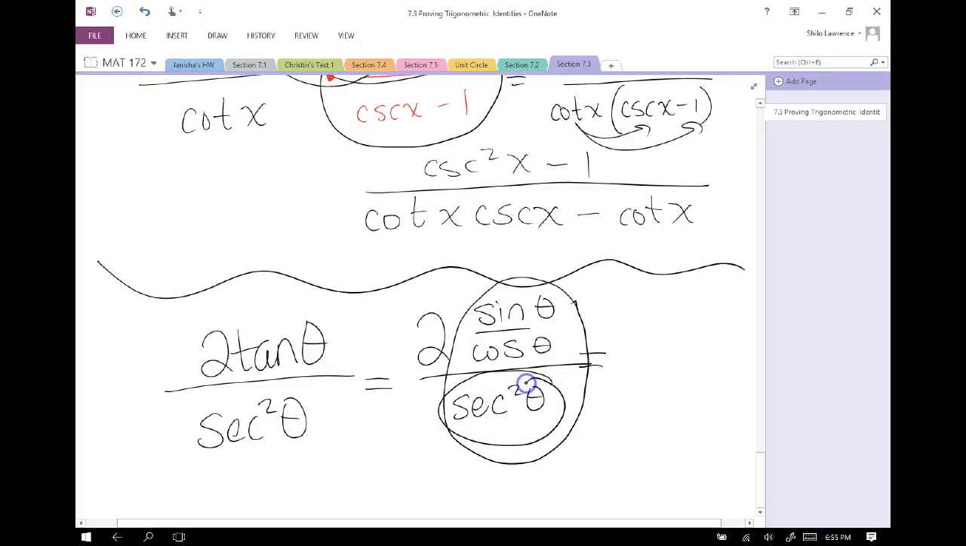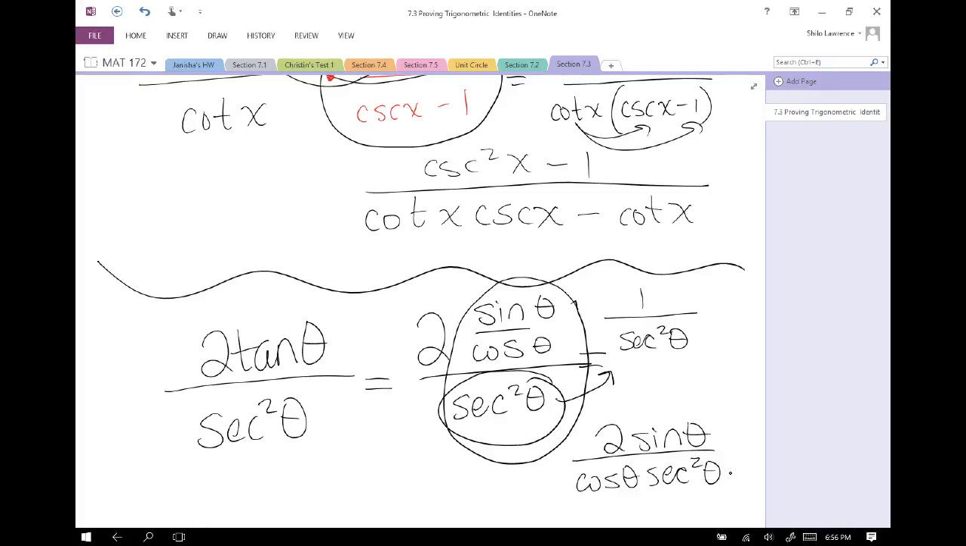Instead of dividing by secant squared, I'm going to flip and multiply by 1 over secant squared. And this is going to be 2 sine theta over cosine theta secant squared theta. So my tangent turns into sine over cosine. And the sine stays in the top and the cosine goes to the bottom. Let's try that. 2 sine over cosine secant squared.